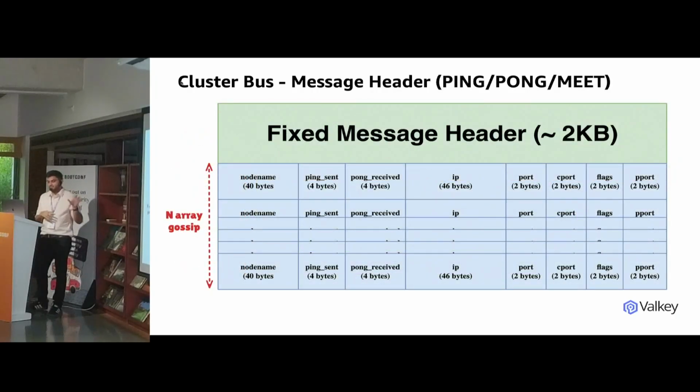So the fixed message header is around 2 kilobytes, and in a meet and a ping or pong packet, what we add is basically an array of gossip messages. The gossip message in itself is 100 bytes, but this really helps us in reducing traffic being sent from one node to all other nodes, where if you are able to share information about a subset of nodes, then the other node doesn't need to talk to that node to discover if they are healthy or not. So here we would be sharing the node name, the time when it was healthy, the IP and port, and so on, so that the cluster bus traffic is pretty low.